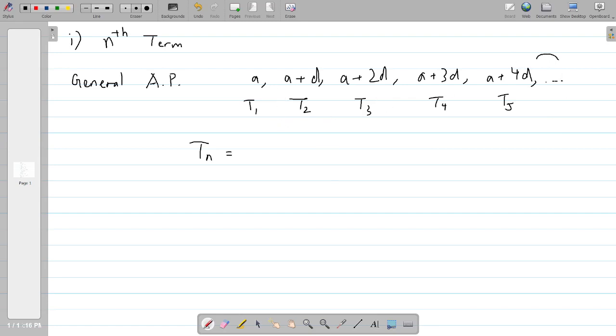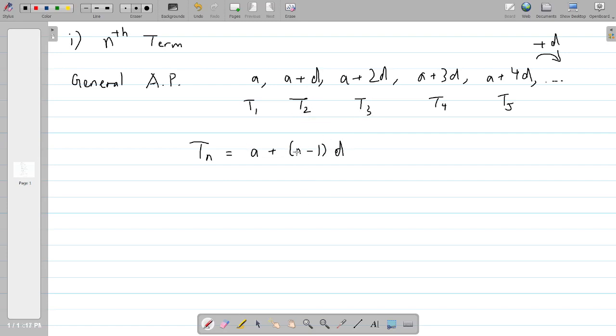We're going to keep adding an extra d each time, and notice that it's just going to be 1 less than the n. That means we're always going to add n minus 1 times d, and then a remains constant. And that makes sense because a is always present in every term, because you've got to start somewhere, you're going to start with the first term. Now, n minus 1 is because we just said this coefficient is always 1 less than the actual n at the bottom of the t.